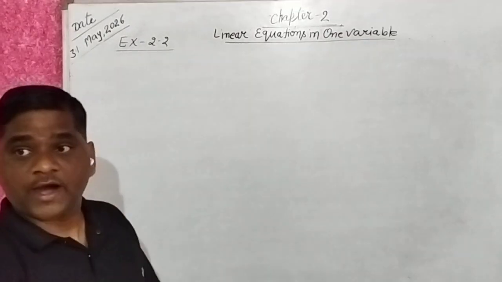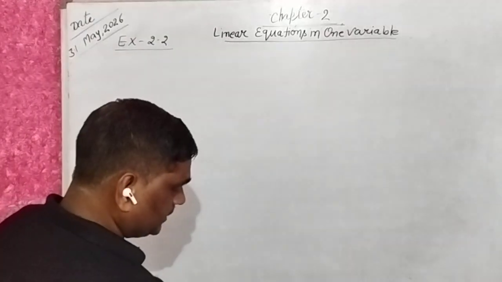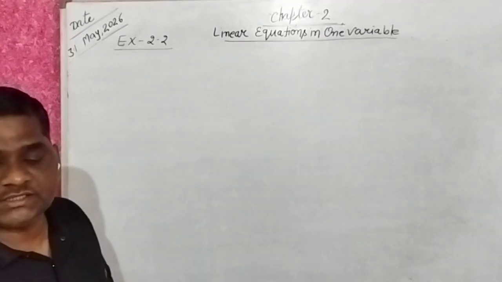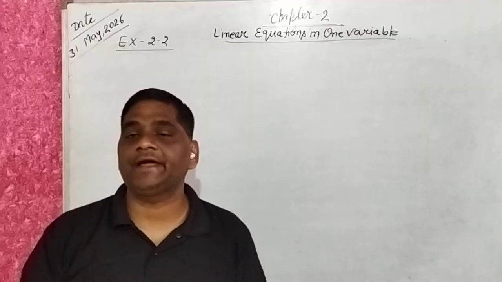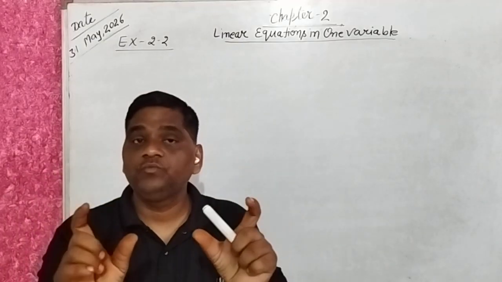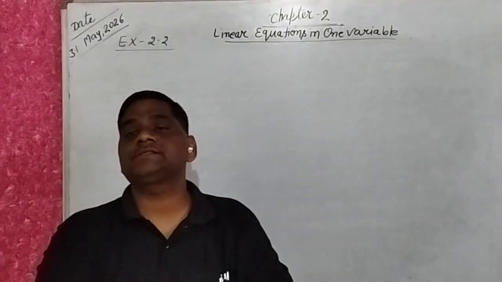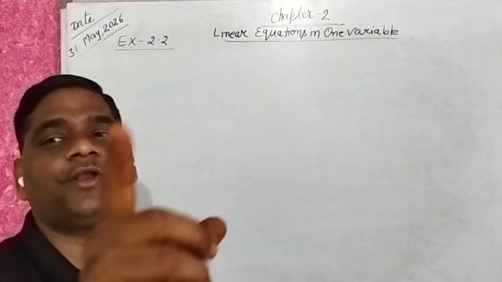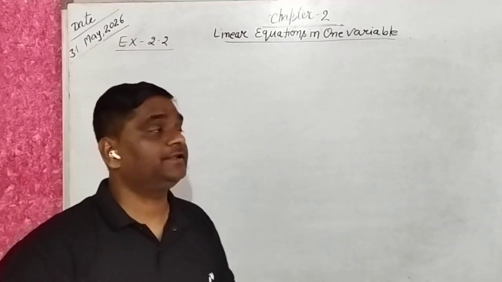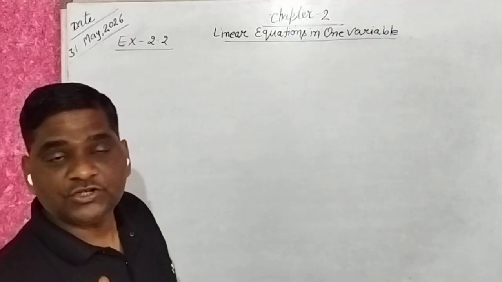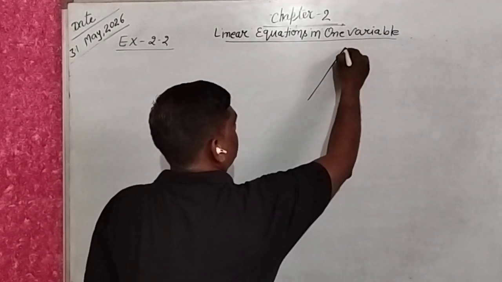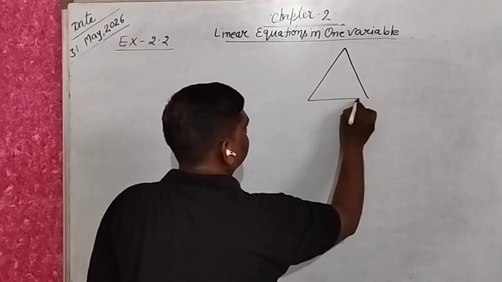Next question: the base of an isosceles triangle. What is the meaning of isosceles triangle? A triangle in which two sides are equal is known as an isosceles triangle. So first of all, we draw an isosceles triangle. That is an isosceles triangle.